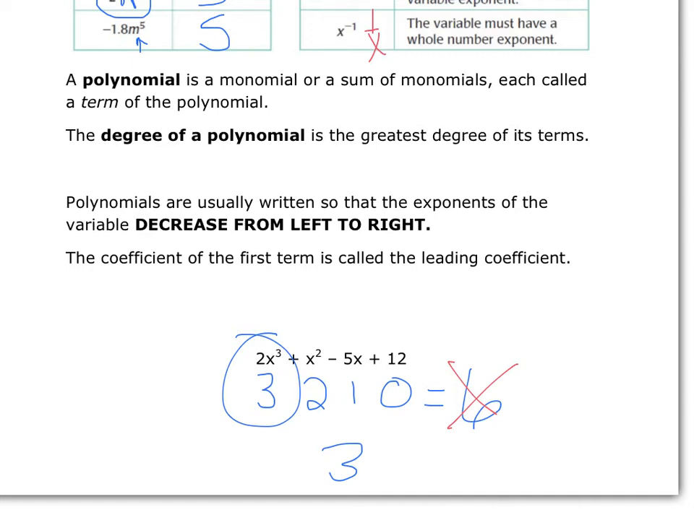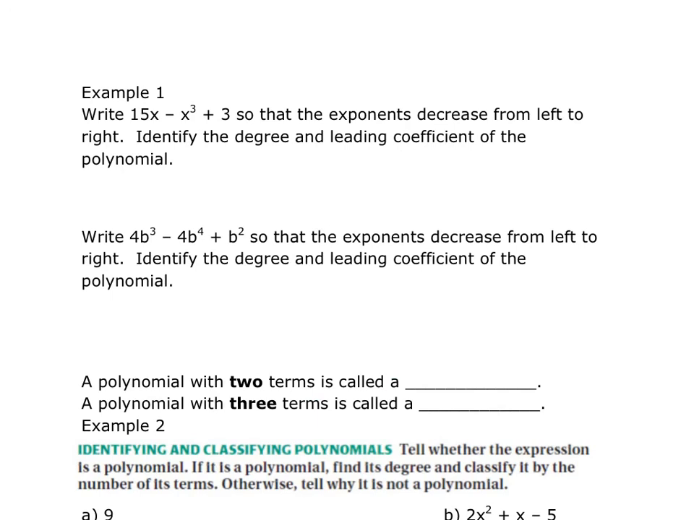And then if you look here, it says polynomials are usually written so that the exponents of the variable decrease from left to right. And so you would do it this way. Now, when other variables come into play, such as x and y in one polynomial, we'll do things a little bit differently. But when we're only dealing with one variable to a power, you're going to do it like this. So just a couple quick examples here. I'll let you guys have some time to try the second one on your own before we finish out here.